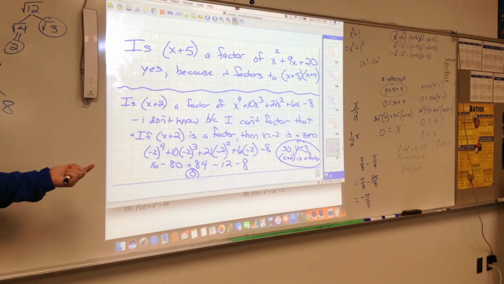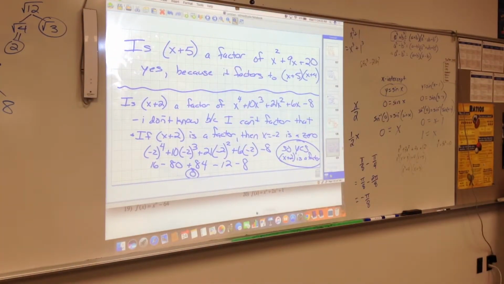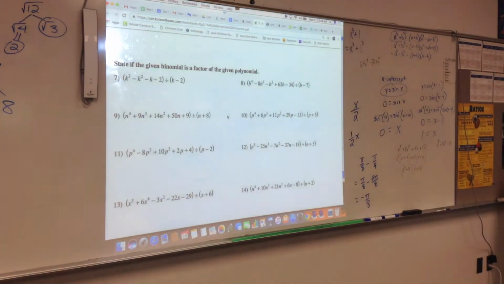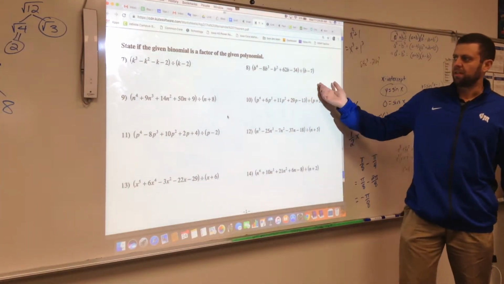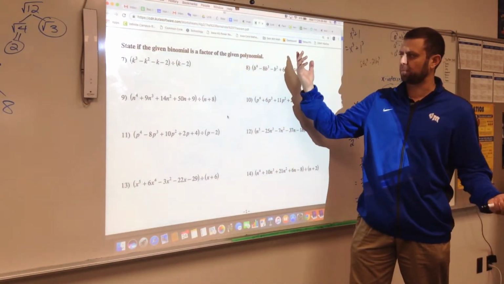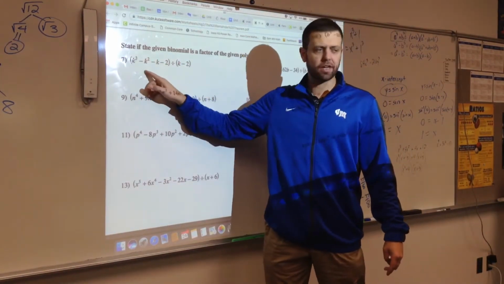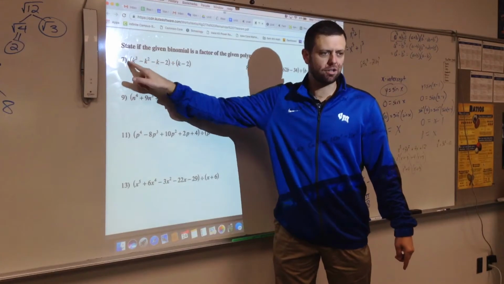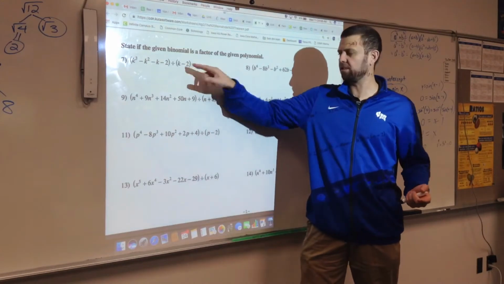Okay? Yes? No? Okay. So, we're not going to do any of these right now, but eventually you will do some simple problems here. You'll do some simple problems that say state if the given binomial is a factor of the given polynomial. So in other words, they want to know if k minus 2 is a factor of this. So what will you do? Plug in a 2 into this expression, and if you get 0, you say yes, it is a factor. If you don't get 0, you say no, this is not a factor.